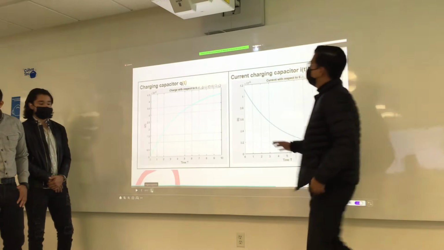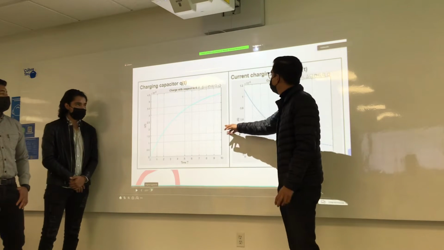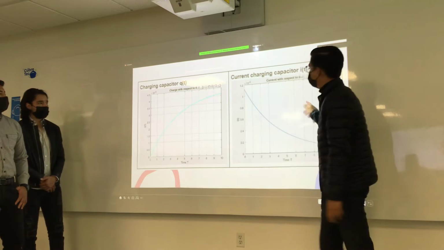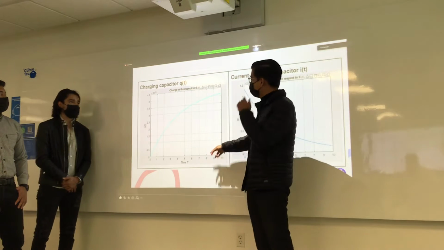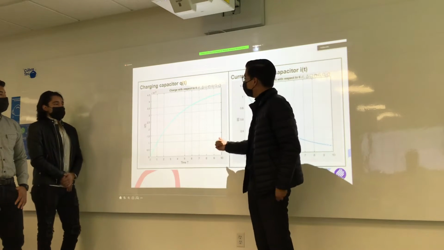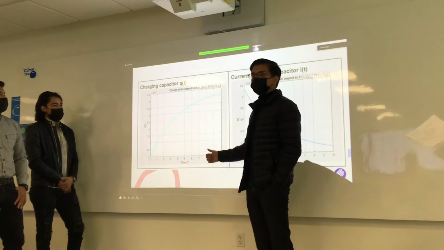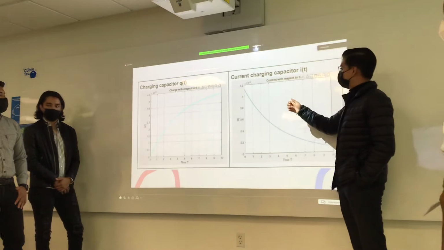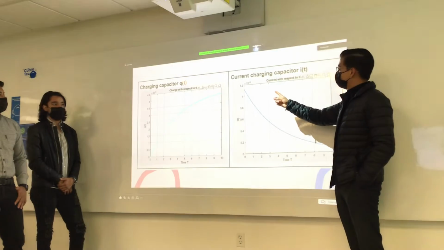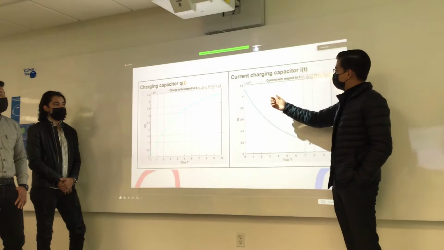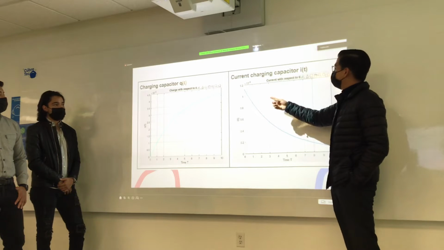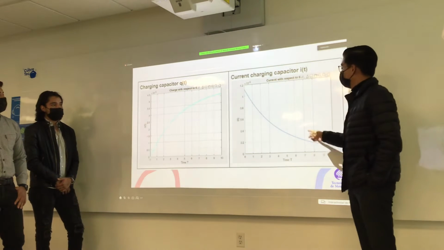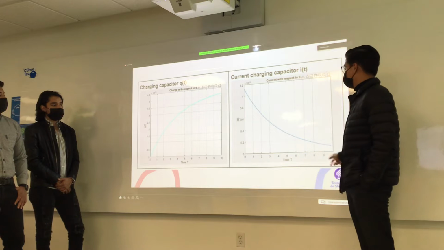Here we compare the plots of charging a capacitor, the charge and the current. And here we can see that as the time increases, the charge goes to the maximum value. And in the current while charging, we see that the current starts from the maximum value and goes to the minimum value as the time increases and goes to infinity.